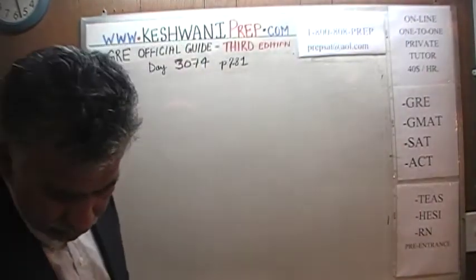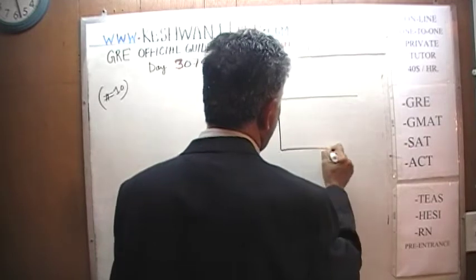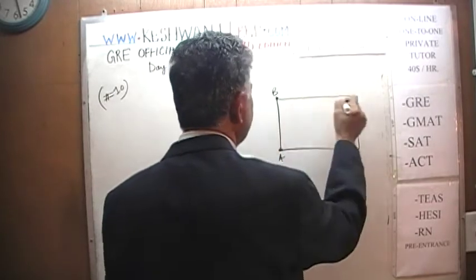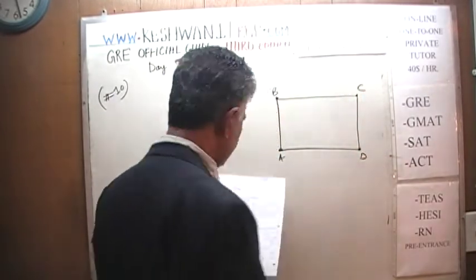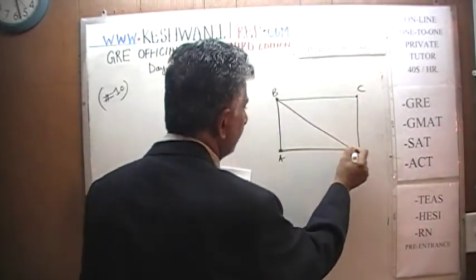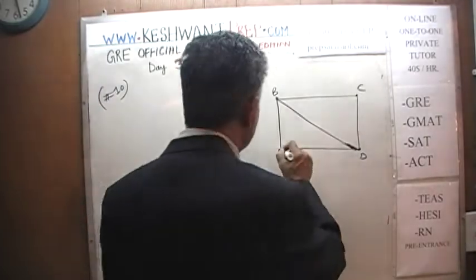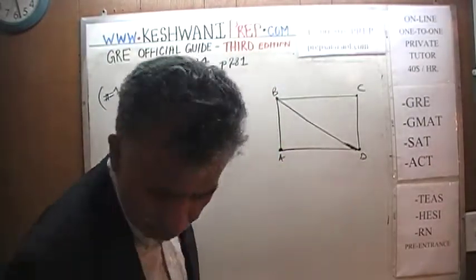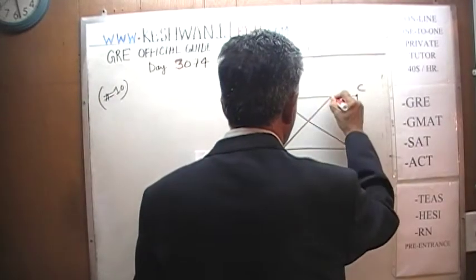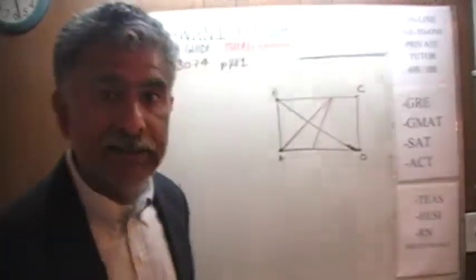In number 10, we are given a picture, which we will reproduce here on the blackboard. We have a rectangle ABCD, and within the rectangle we are given a diagonal from B to D. And then we have another couple of lines, which I'll put in a different color so that they are easier to notice. And these are points E and F.